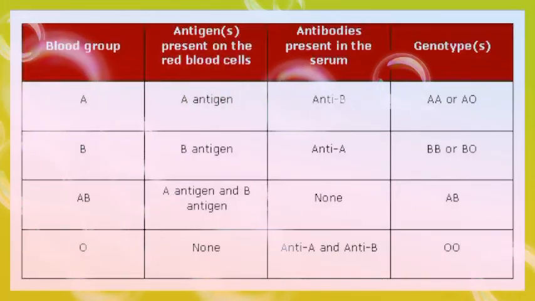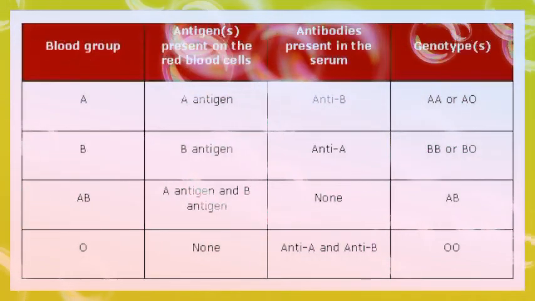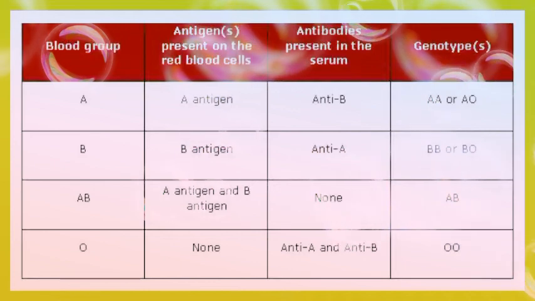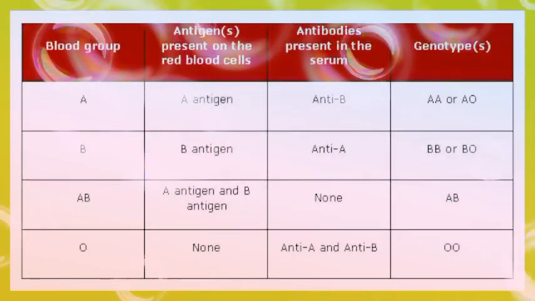So this is just a diagram that is demonstrating what we have been talking about. It is showing the blood groups. Blood group A will have blood group antigen A that is going to be found on the surface of the red blood cells.